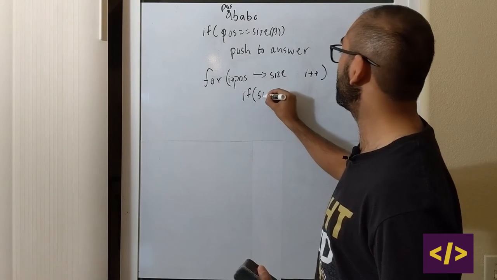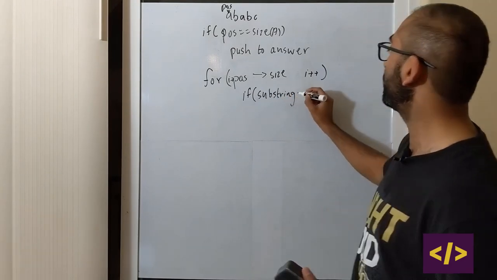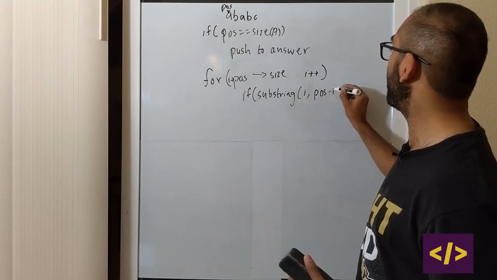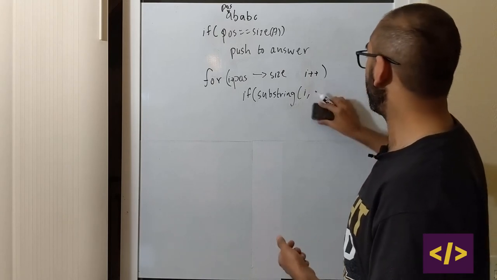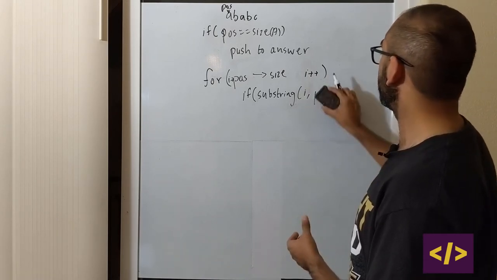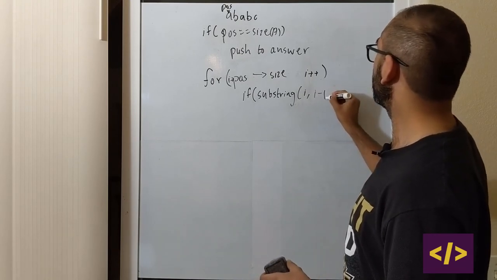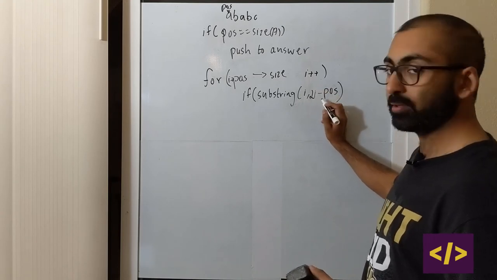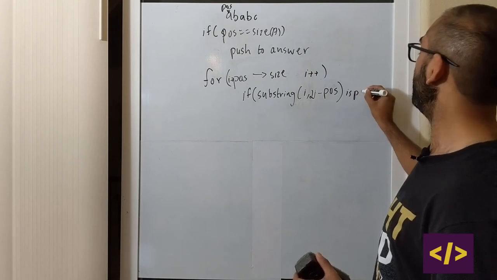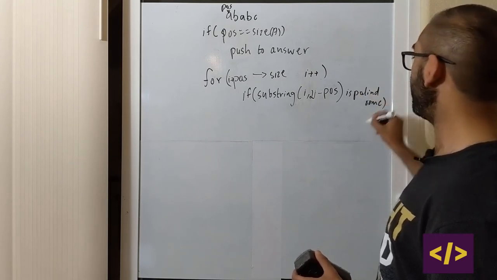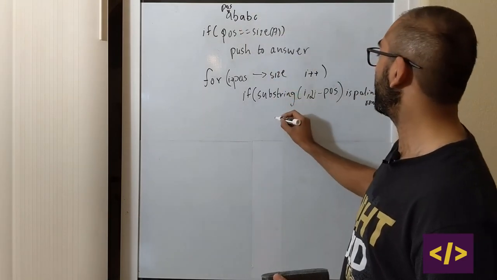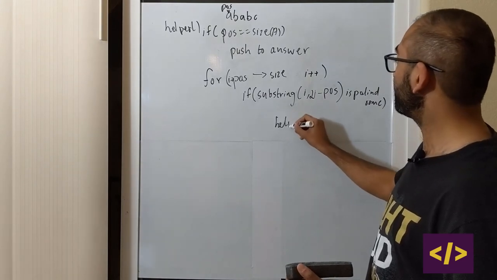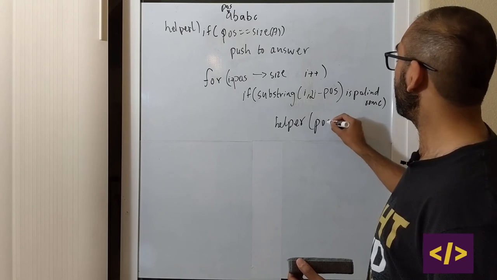So if the substring starting from I, of length I minus pos, is a palindrome, then what do you do? You're going to call this helper function. I just call it a helper. Everything is just a helper. And the helper function will get shifted by position plus one.